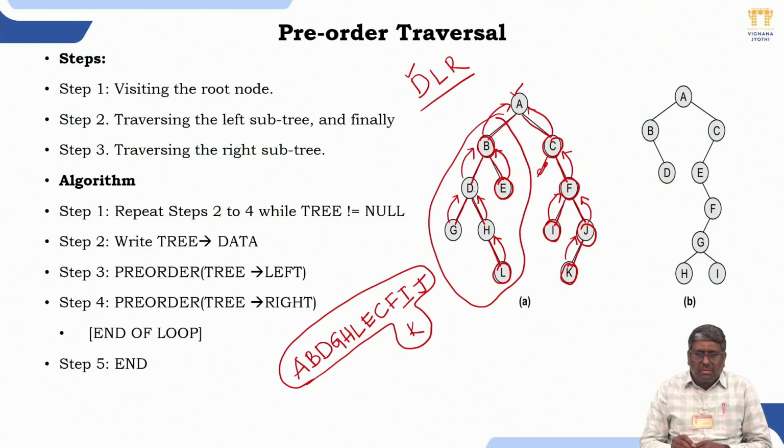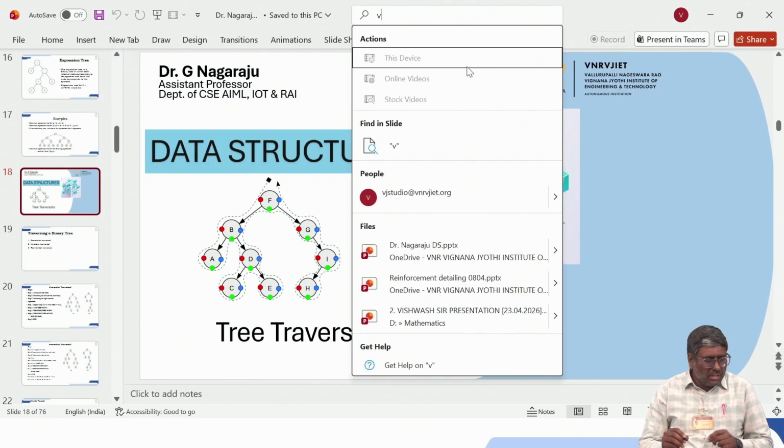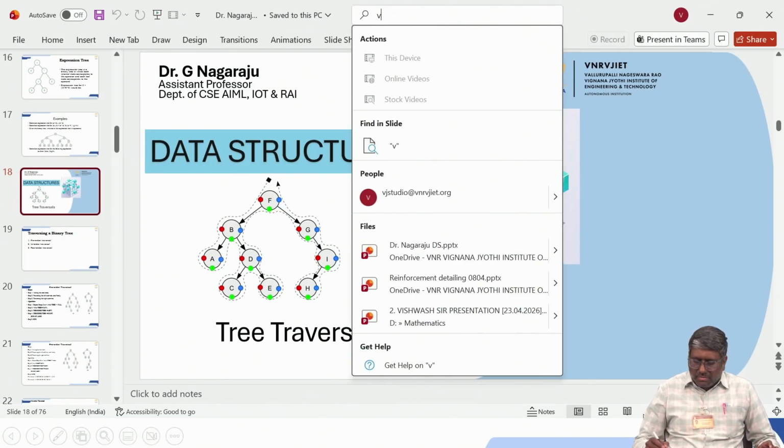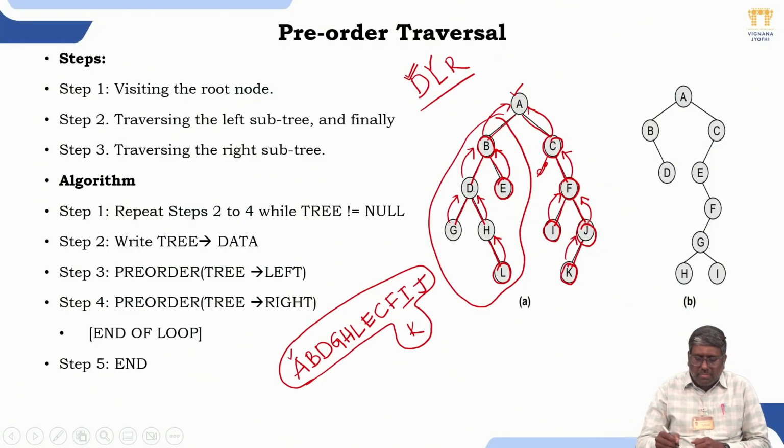In the pre-order traversal, first visit the node itself, then visit the left children, then visit the right children. This type of traversing is called a pre-order traversal.